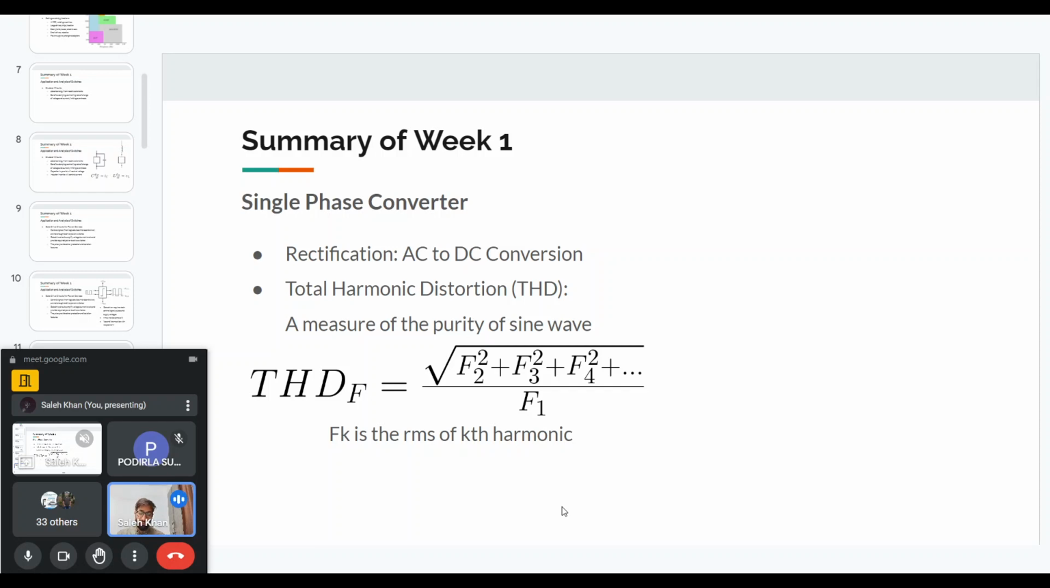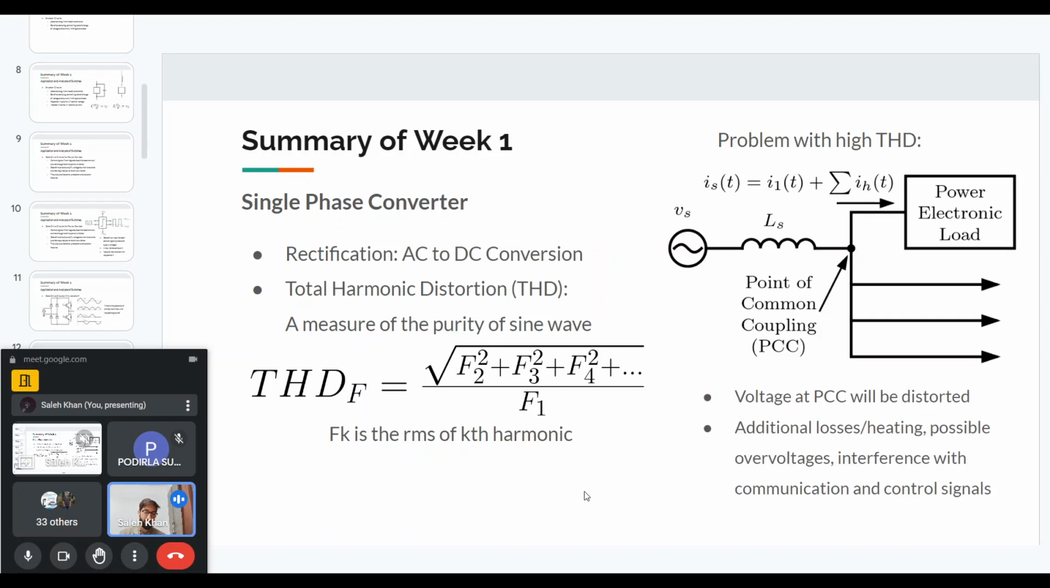So I was saying that if the THD is zero, that means the harmonic elements are zero. And if the THD is high, that means the amplitude or the RMS components of the harmonic components are high. And what is the problem with having a high THD?